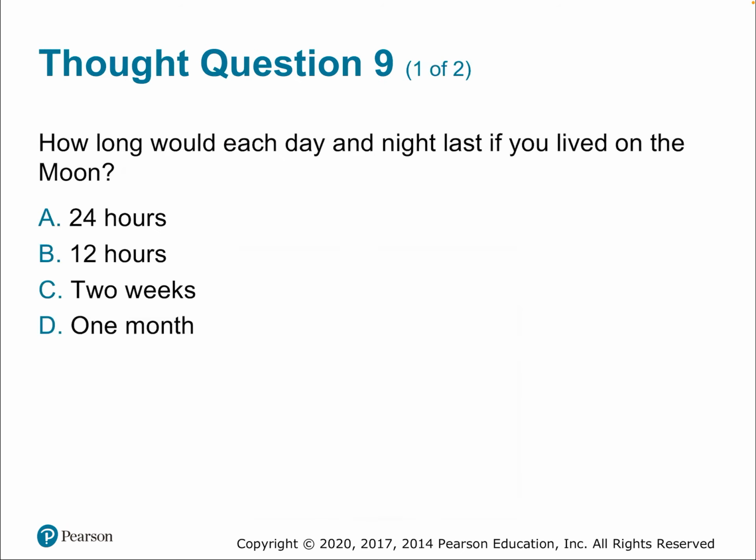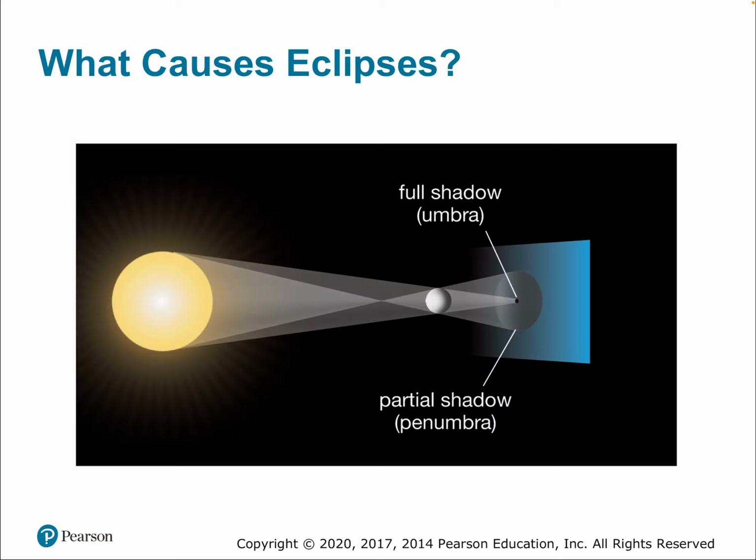Okay? So, how long would each day and night last if you lived on the moon? Think about how the moon faces towards the sun sometimes, and sometimes it faces away from the sun. And think about the length of an orbit, about a month. Okay? 1 month. Exactly, right? So the moon has a day that's 1 month long because the term month refers to the phases of the moon. Okay, so what about eclipses?